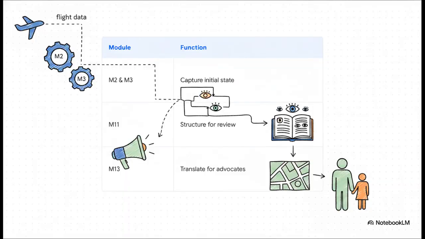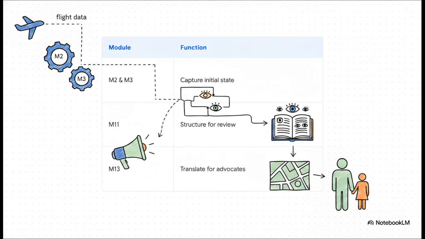Let's break down the specific modules that make up this crucial patient advocacy track, because this is where the magic happens. Modules M2 and M3 are tasked with capturing the initial reasoning state, locking in that flight data right at the beginning. Then M11 takes that raw logic and structures the trace for external review, formatting it so a completely fresh set of eyes can easily audit the thought process.